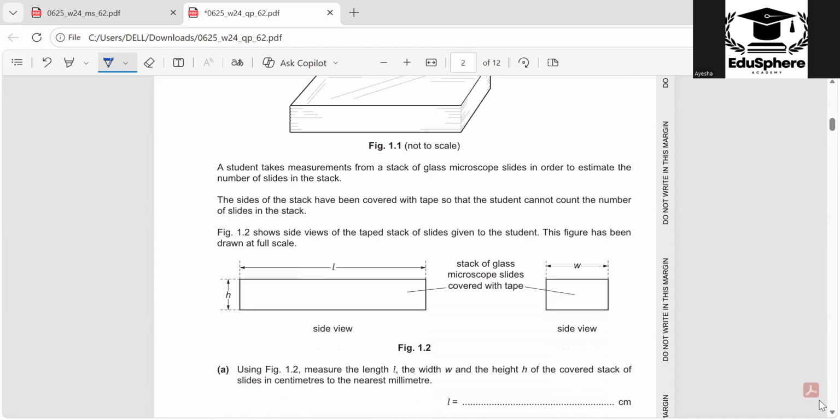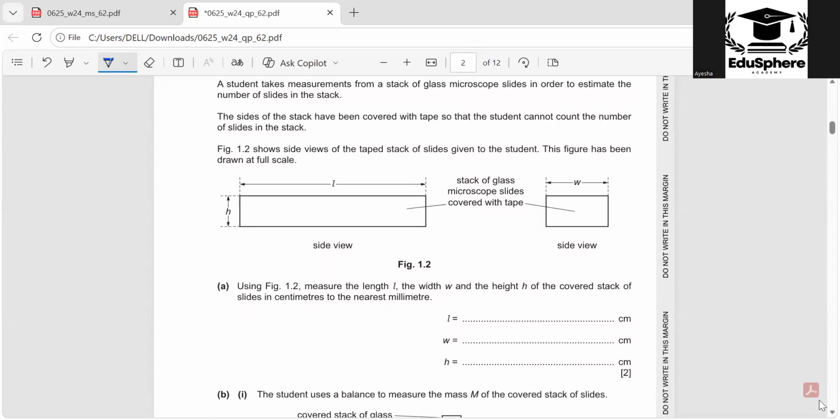So it's all given with length, height, and width. This is the side view, this is the front view, and this is the other side view. You have to use the scale and measure the length, width, and height of the covered stack of slides in centimeters to the nearest millimeter. What you have to do is use a simple ruler and measure it.